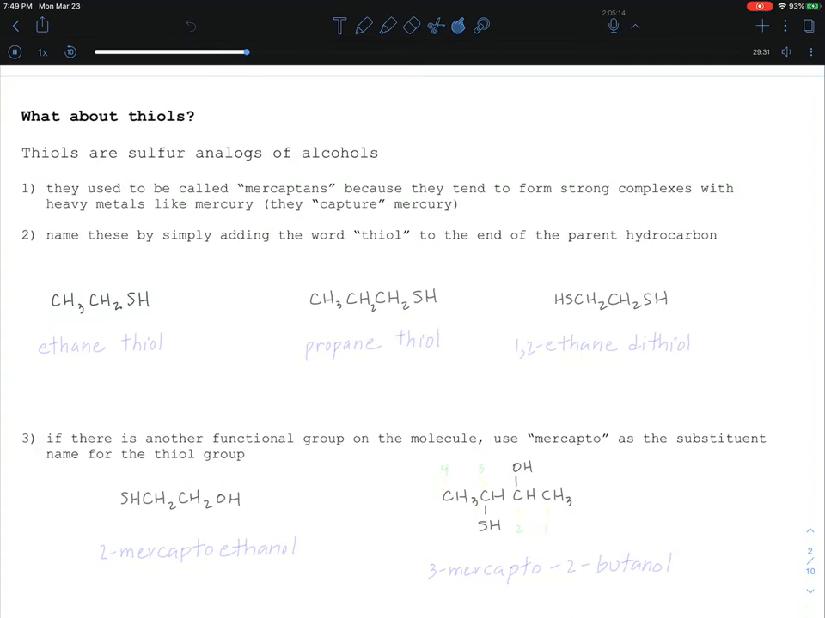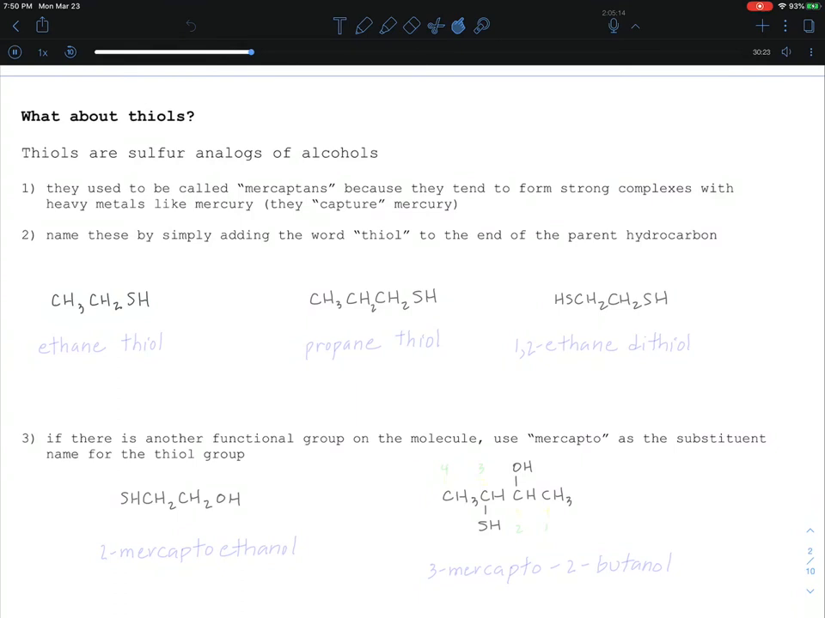And if we have to use that particular functionality as a substituent, like what if, for example, it's hanging off of another molecule with a functional group that actually takes priority over it? Like what if you had that group hanging off of an alcohol? So we can actually use the word mercapto instead of thiol in that nomenclature, and that's going to be when the sulfur group is actually a substituent. The reason they're called mercapto groups, these used to be called mercaptans because they have a tendency to form complexes with heavy metals like arsenic or mercury. So mercaptan means it captures mercury.